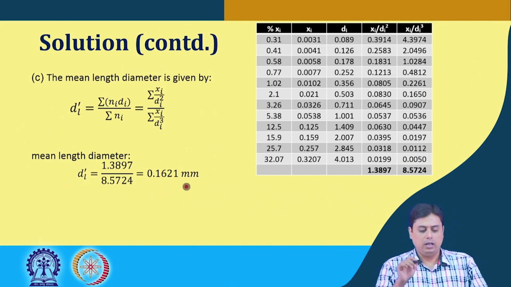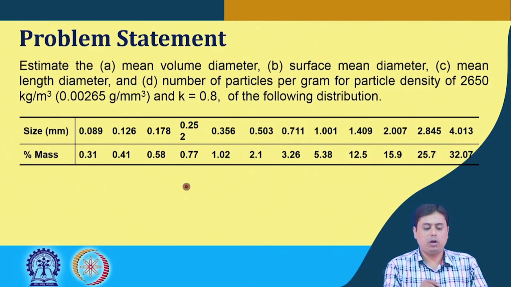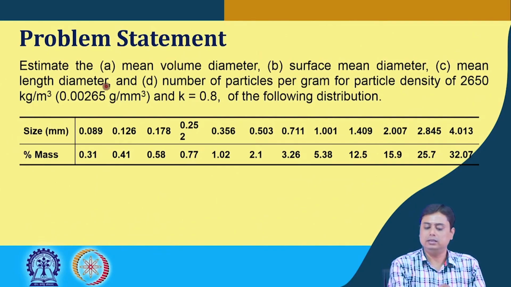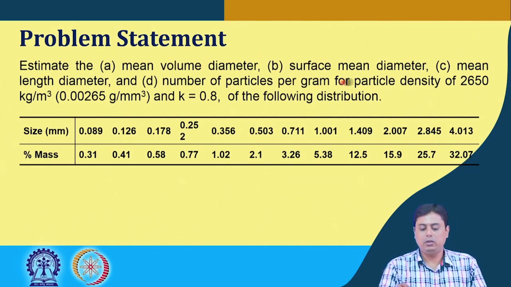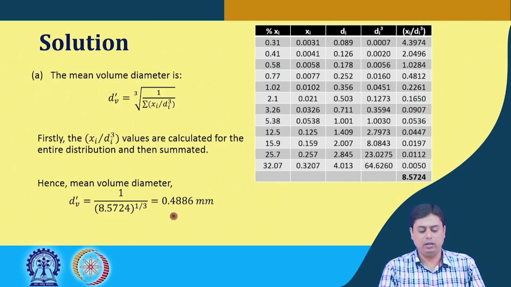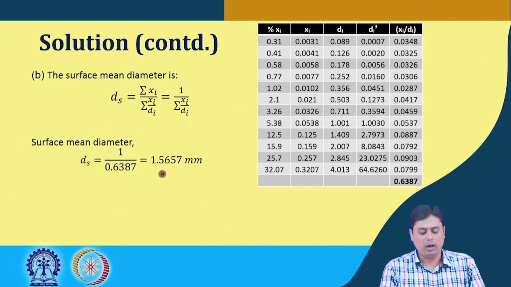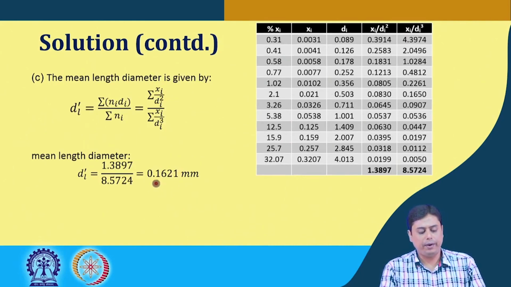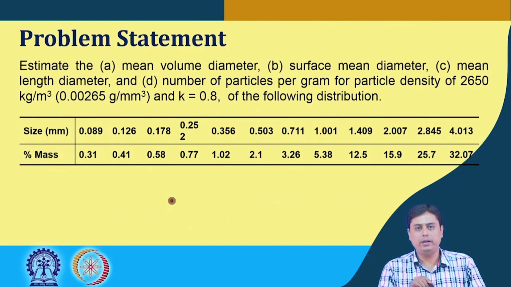Hope it is clear. So, if I go back to the problem, part A is answered, part B is answered, part C is answered. The important thing to note is that even for this distribution, as I told earlier, all these mean values are different, and quite distinctly different. It is 0.48, so numerically about 0.5 millimeter. This is 1.56 millimeter. This is 0.16 millimeter. So, there is a wide variation in the means. Depending on which mean you require, you will get that kind of value.